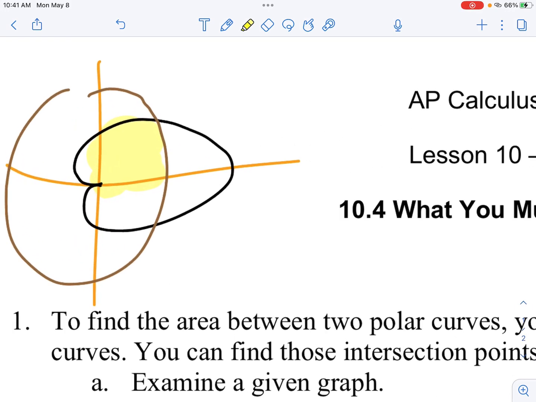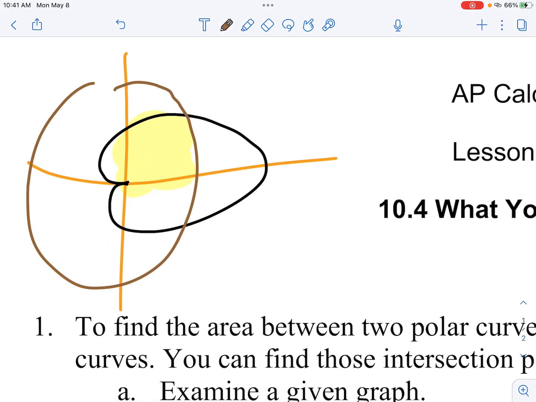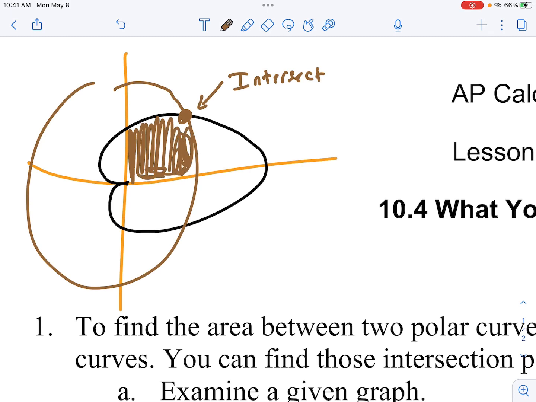The trick is that we have to figure out exactly, first of all, where do they intersect? That's the number one maybe headache or challenge in this, and we'll talk about that in a second. And then the other thing you need to think about is, let's suppose we specifically want this area between the XY axis in this particular graph.